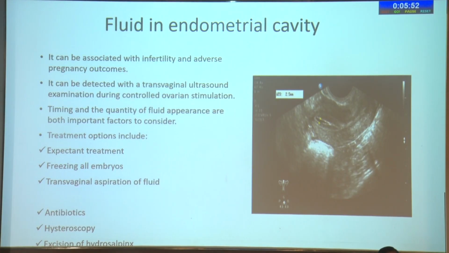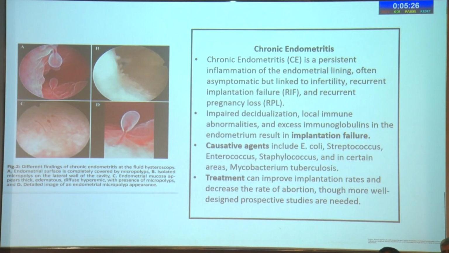So when there is excessive estrogens, then sometimes that cervical mucus goes up and it is there in the cavity. So that can again affect the implantation, and maybe these are the situations where aspiration may help. Then you can give antibiotics to these patients thinking that it may be because of chronic endometritis, and then you may consider hysteroscopy, and if there is hydrosalpinx associated, then you may consider removing the hydrosalpinx.